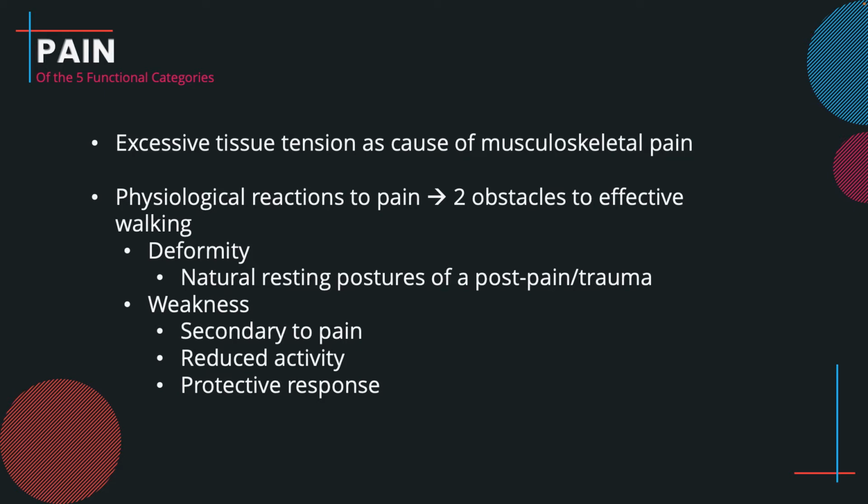Other than this, we can also have weakness associated with pain. The weakness can either be an acute protective response, where our body will downregulate the strength of our muscle contractions because of the pain. But it can also cause chronic issues, such as reduced activity, that lead to muscle atrophy and weakness over time.